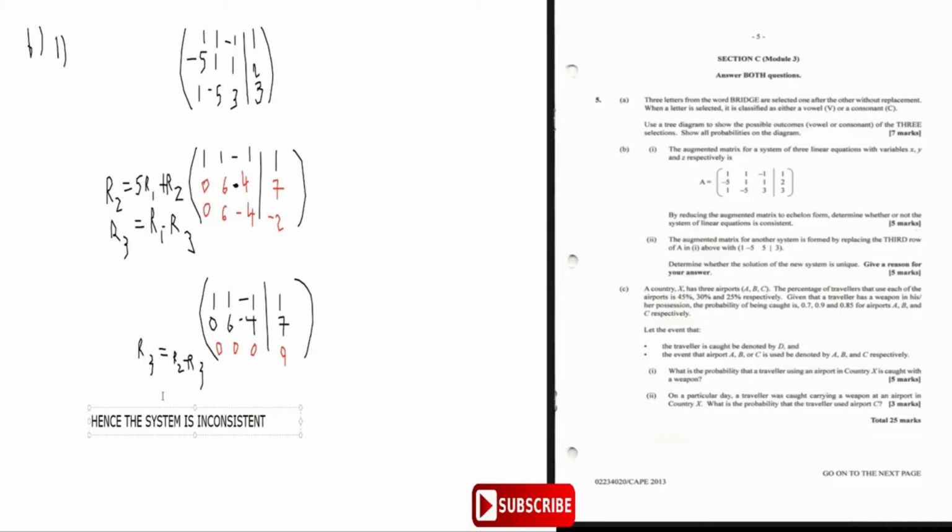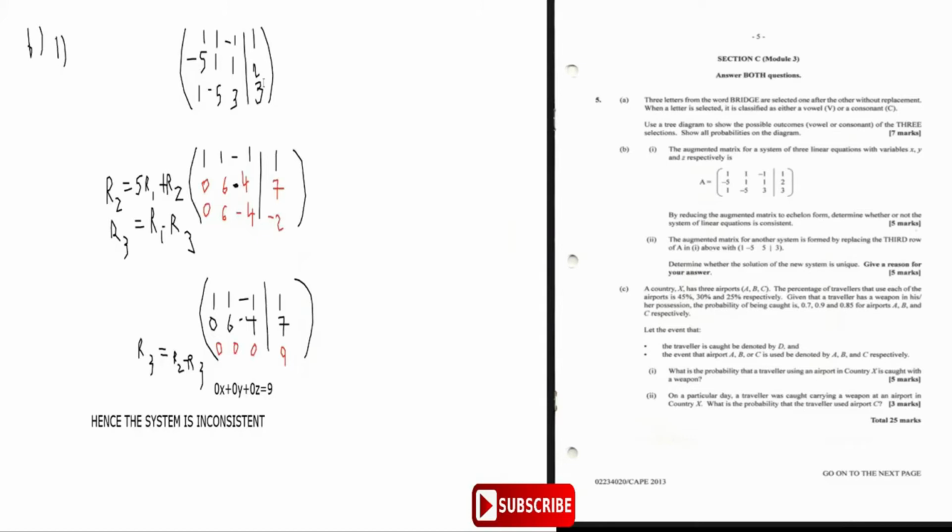All right? The system is inconsistent because we cannot have 0, 0, 0 equal 9. That's why the system is inconsistent, because this last statement is pretty much saying 0x plus 0y plus 0z equal 9. How can nothing equal 9? That doesn't make any sense. And so the system is inconsistent. Nice and easy.